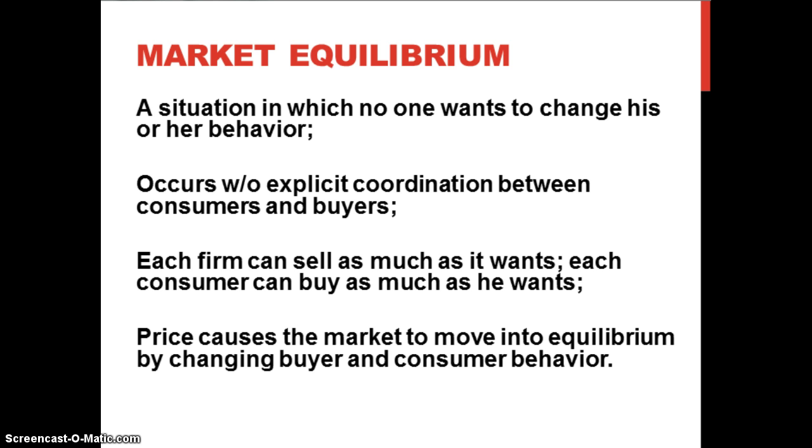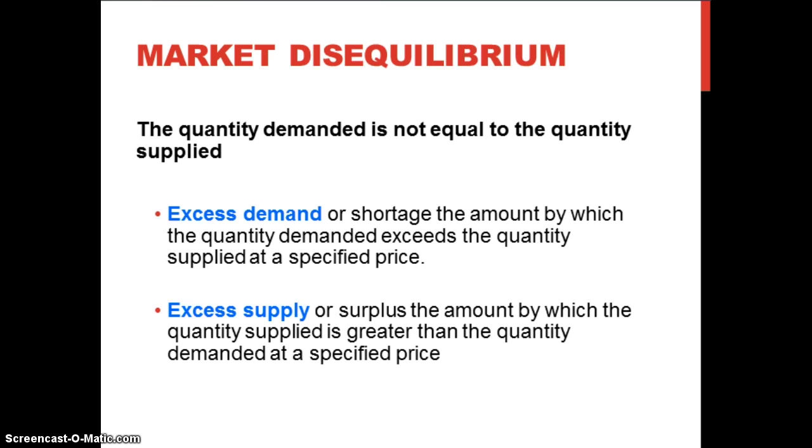to change their behaviors. In actuality, however, there can be many situations where the quantity demanded is not equal to the quantity supplied. We call that situation market disequilibrium. There are two types of market disequilibrium: excess demand and excess supply.